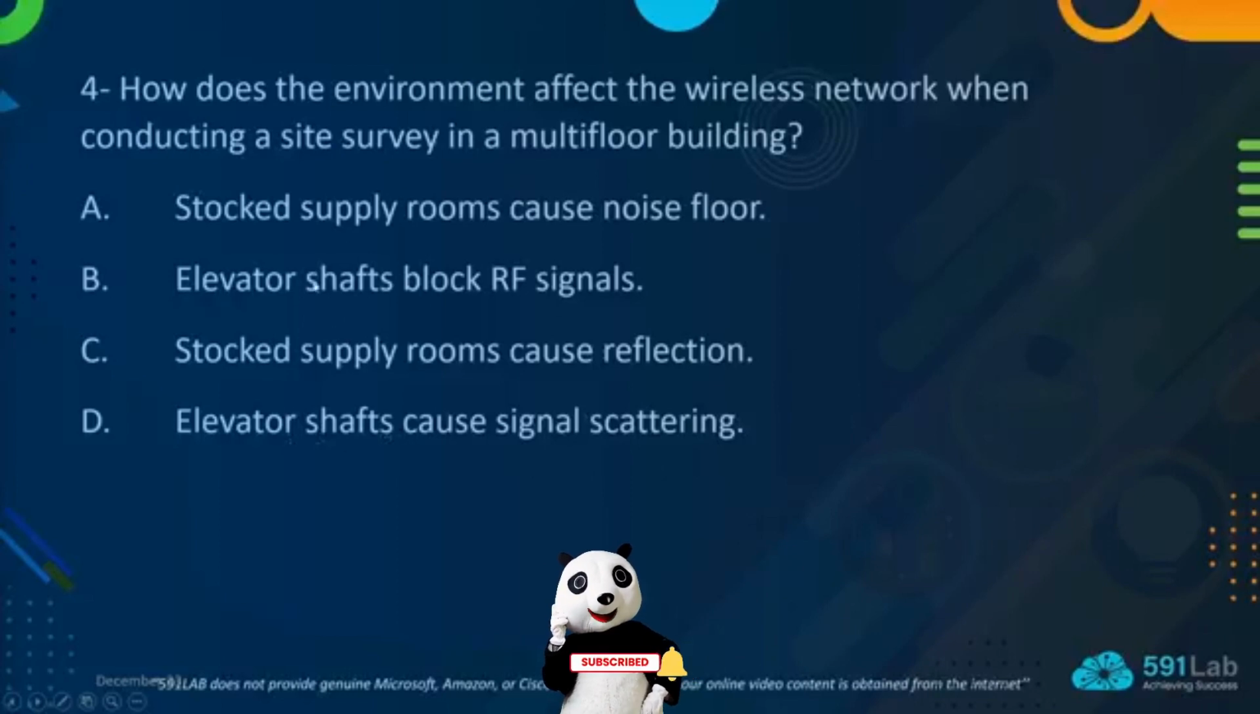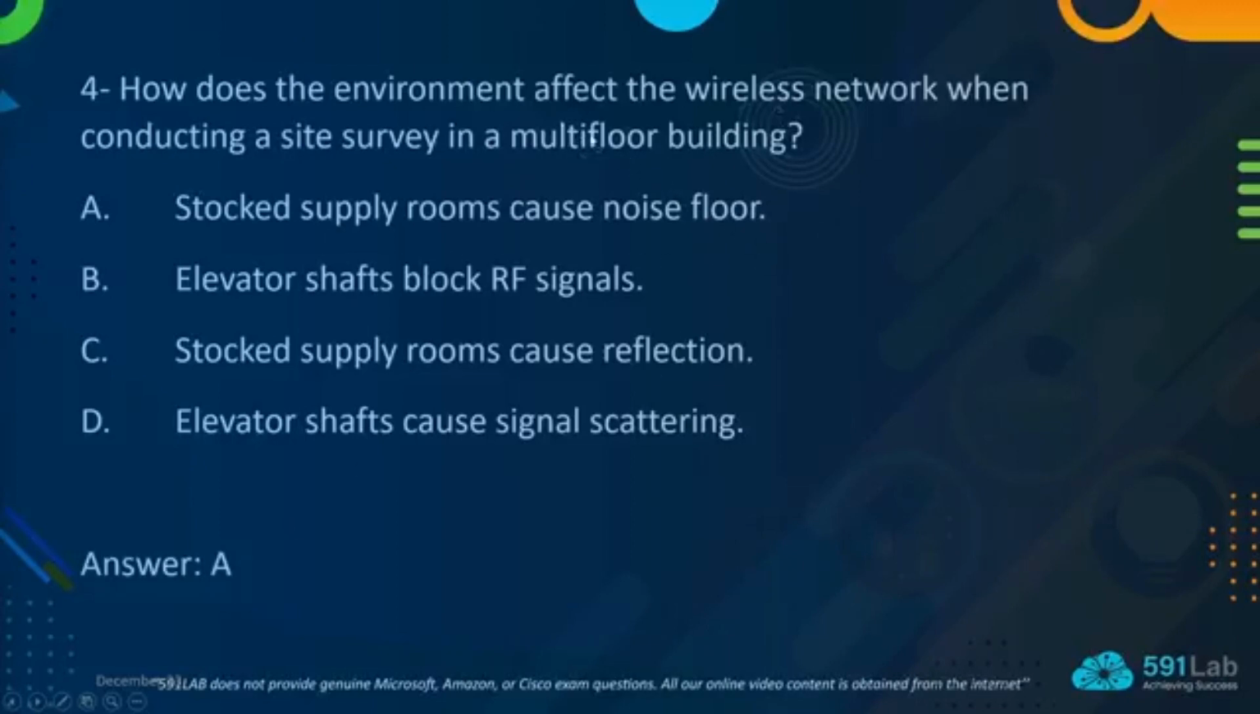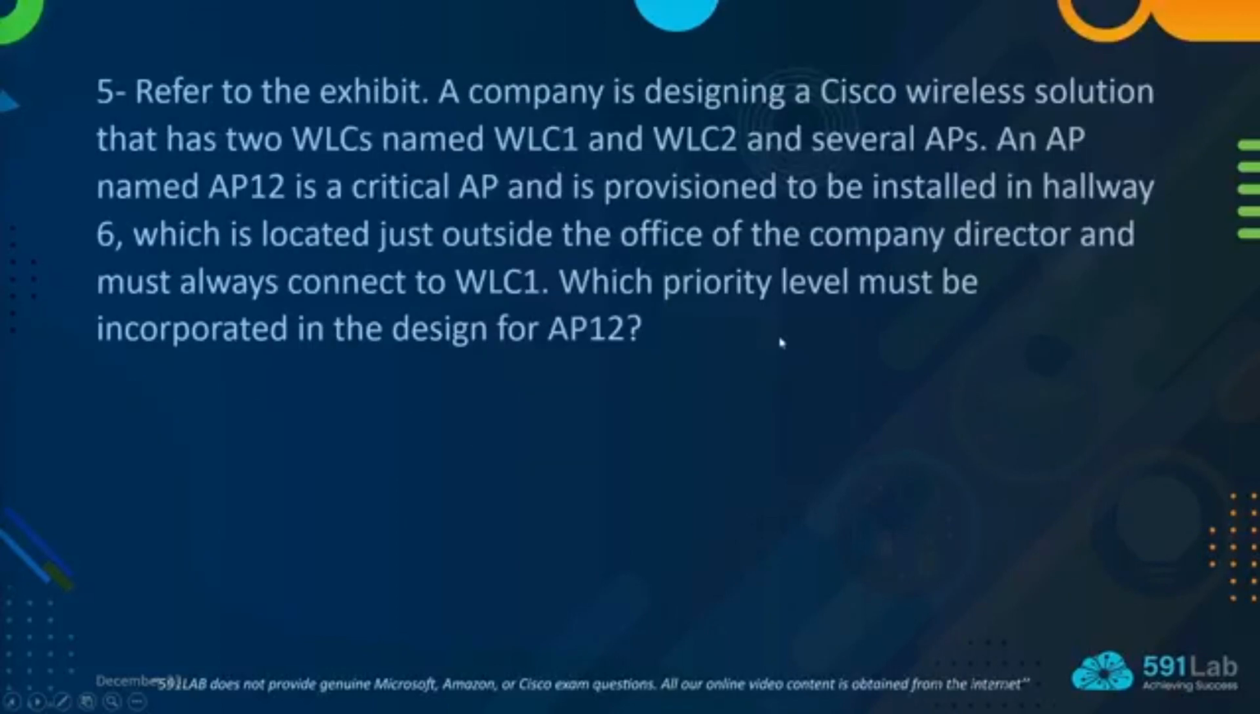It's not wrong. An elevator shaft actually blocks an RF signal, and an elevator shaft actually causes signal scattering. However, we're talking about a multi-floor building, so it's definitely going to be because of a floor issue. So it's not elevator, it's not this one. It's probably the stock room supply causes noise floor. Because we're talking about a multi-floor building, it does not talk about a single floor, but all these options are actually correct. But with this question, with the multi-floor option, it's going to be the noise floor.